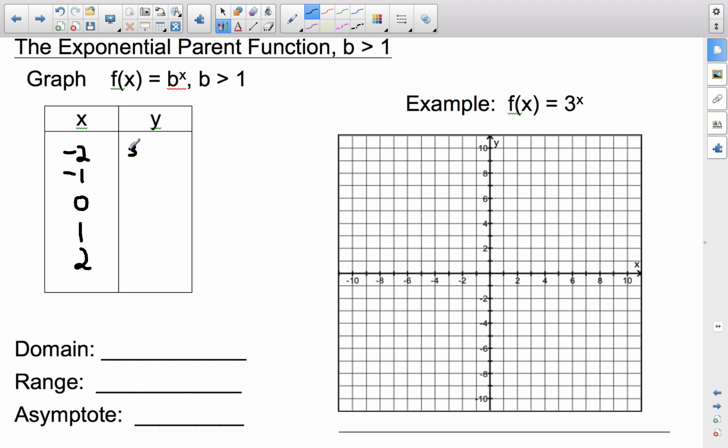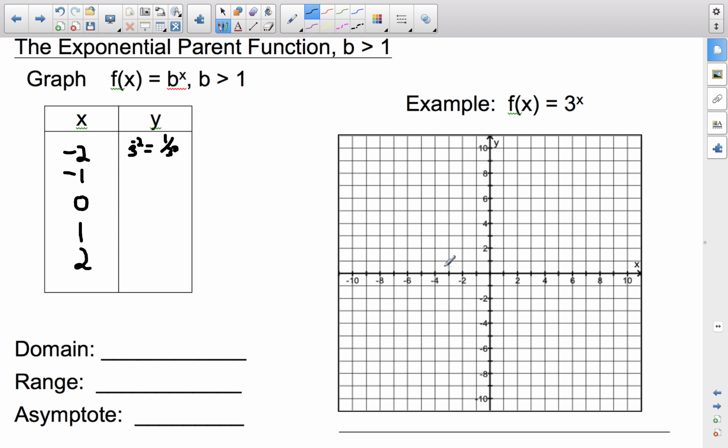So 3 to the negative 2, remember what a negative exponent means. It means 1 over 3 squared. So it's going to be 1/9. So negative 2, 1/9, that's pretty darn close to 0. We'll go right there. All right. And then negative 1, 3 to the negative 1 is 1/3.